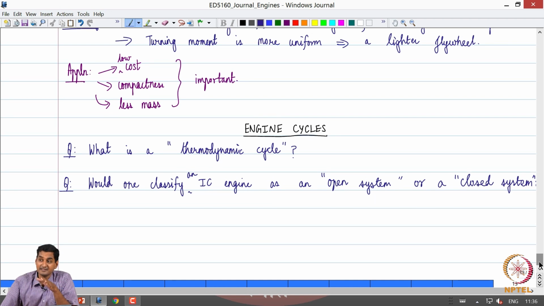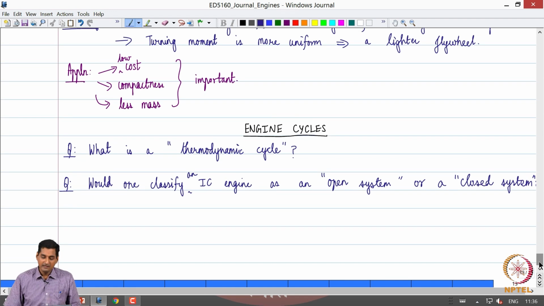So, if we consider the engine from what we have learned till now, would you classify the engine as an open system or a closed system? Open system. It is an open system. So, we have fuel and air coming in, we have energy transfer and then we have exhaust gases also being given to the surroundings. So, let us recall this fact later on.